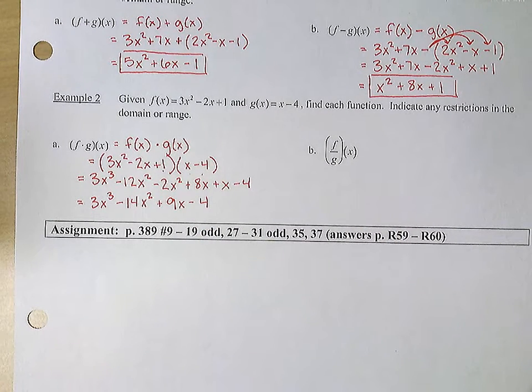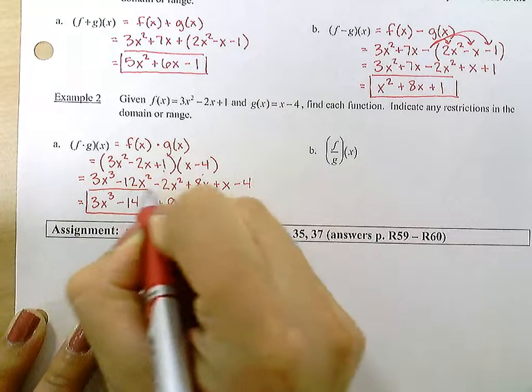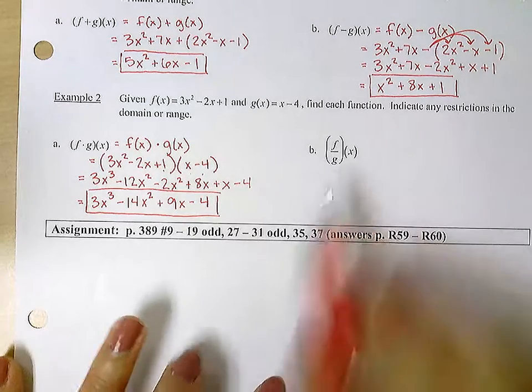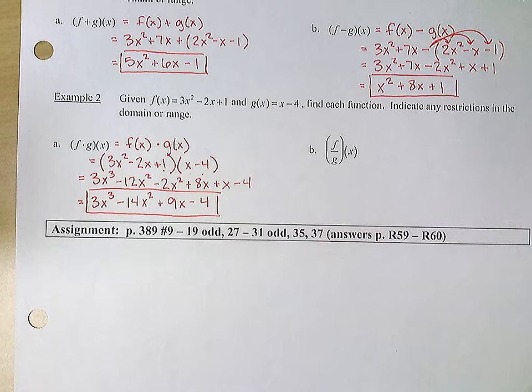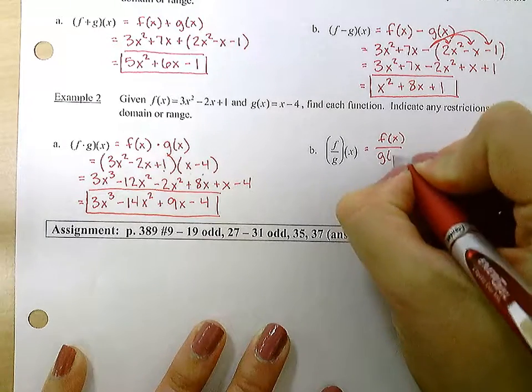This one again doesn't have a domain restriction. I can plug in any number for x and it'll spit out an answer. Questions on the multiplication? We're doing okay so far? All right. Last one, letter B. This one is the division problem. So we have f over g of x. That's the same thing as f of x divided by g of x.